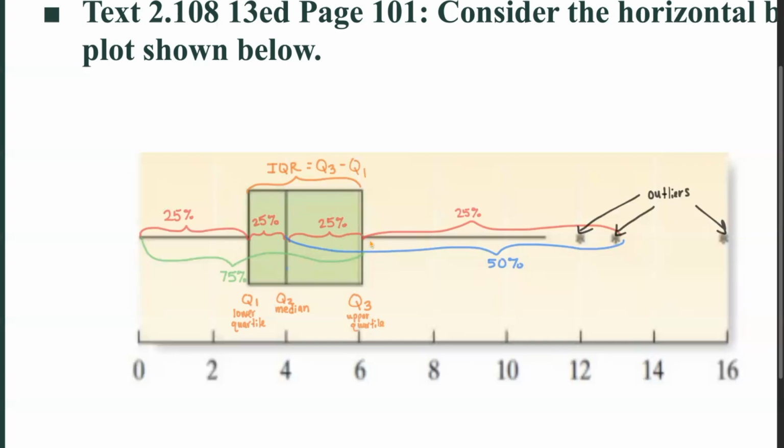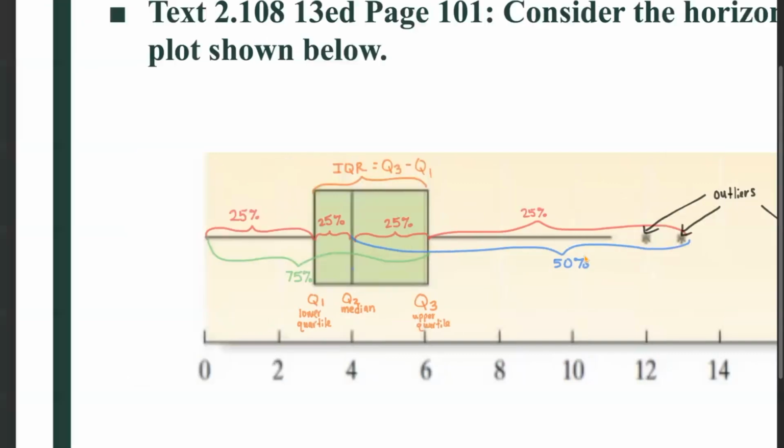Another way to think about that is, most of the data, let's say if we're looking at 50% or 75% of the data, is all between 0 and 6. And then we have the remaining 25% from 6 all the way to 16. And so we can see that there's less data spread out to the right, so it's skewed to the right.